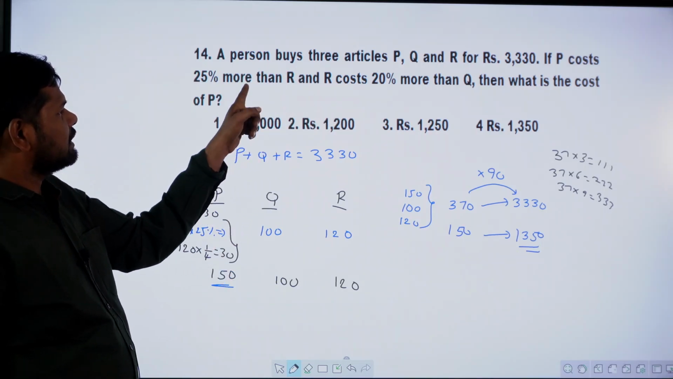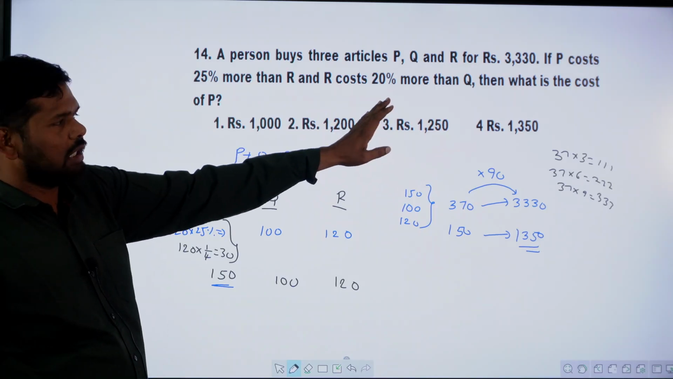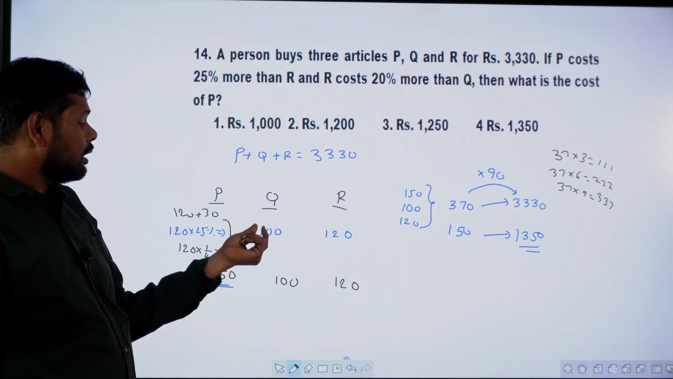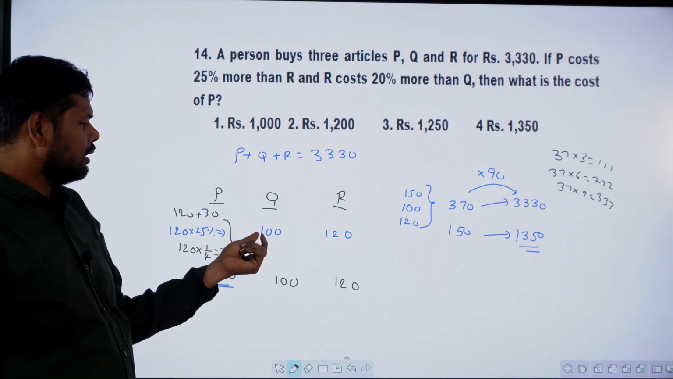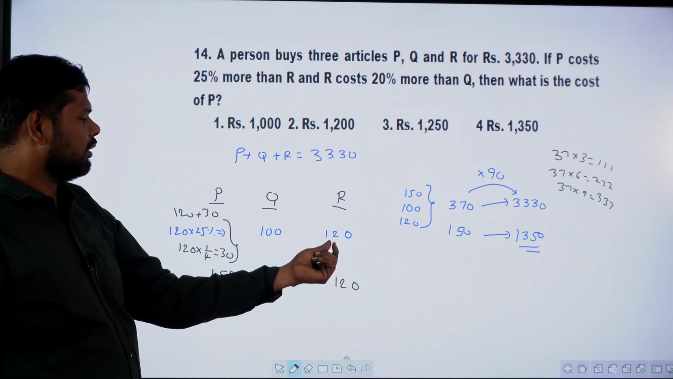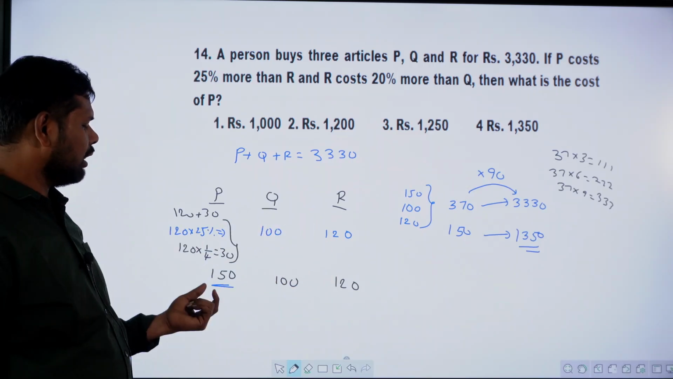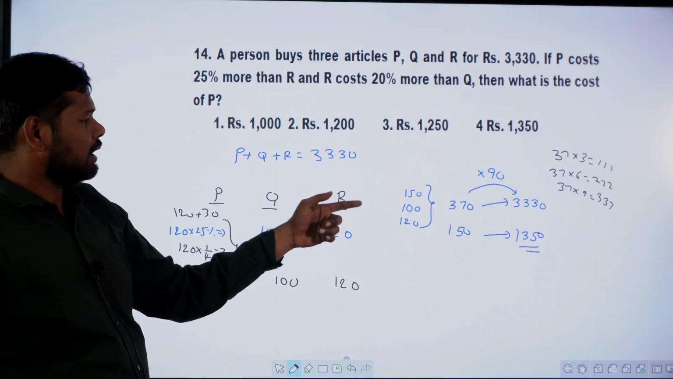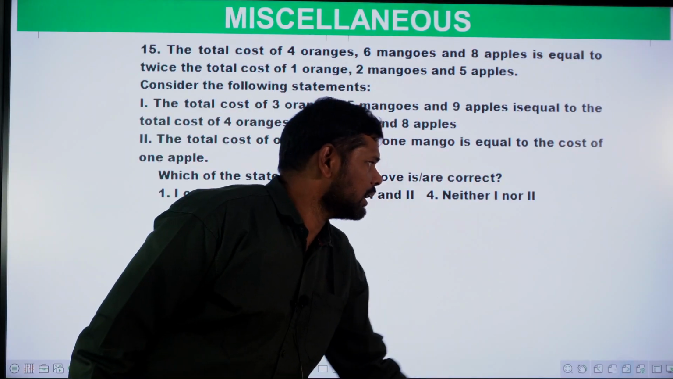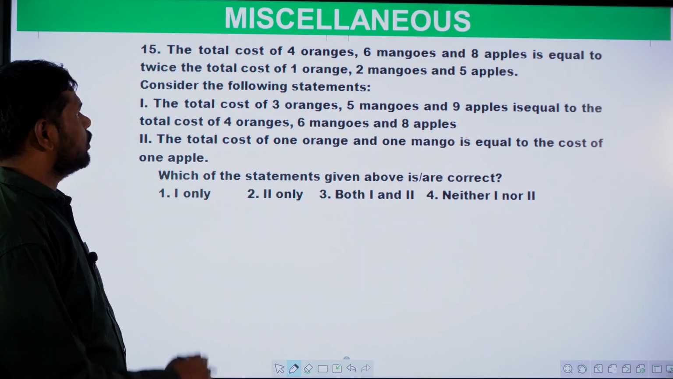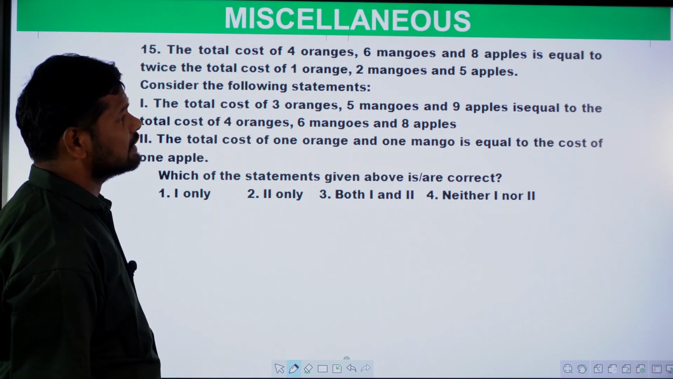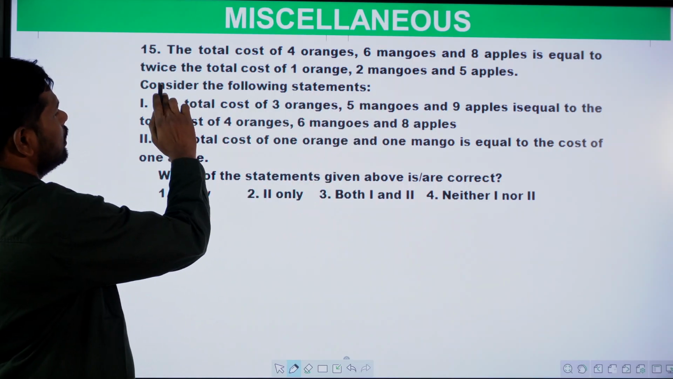So P depends on R, and R depends on Q. That's why I am taking the value which is not dependent on anyone. Q is 100, then the R value I find out is 120. Based on that, the P value I assume 150. Sum of the given is 3330. Then what is the value of P? Simple.